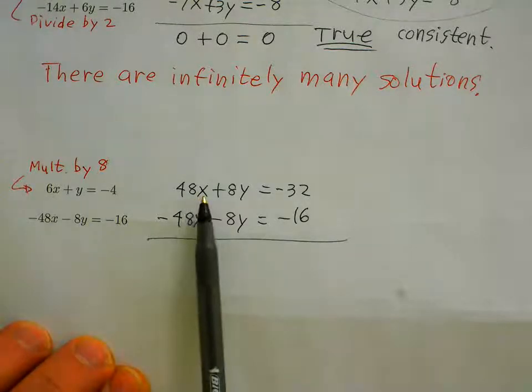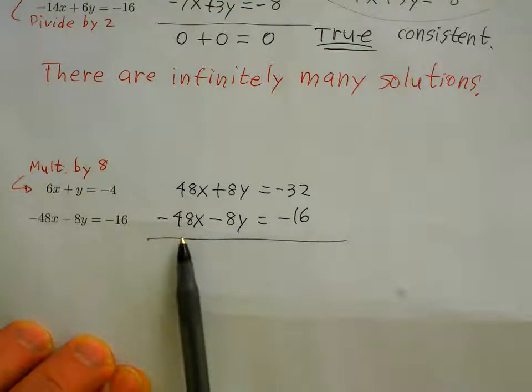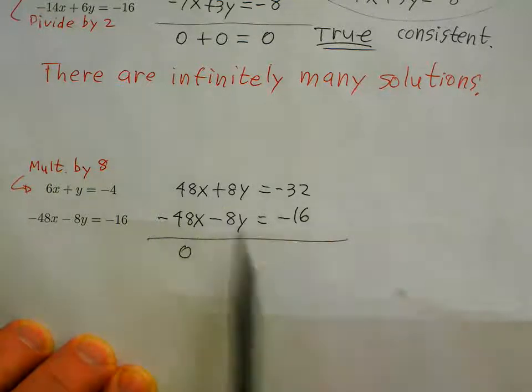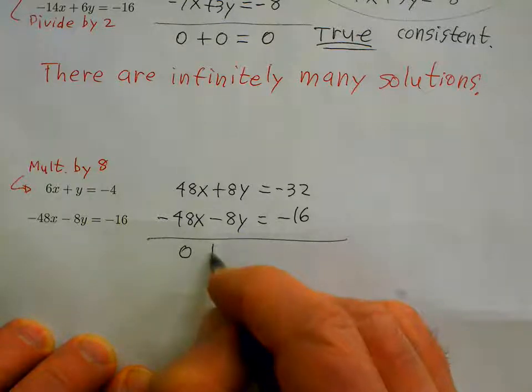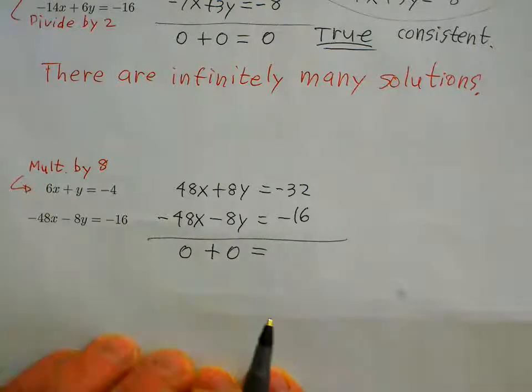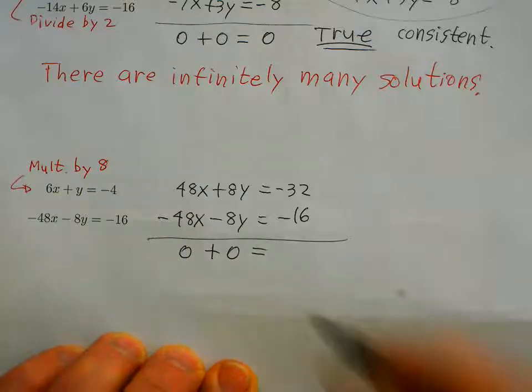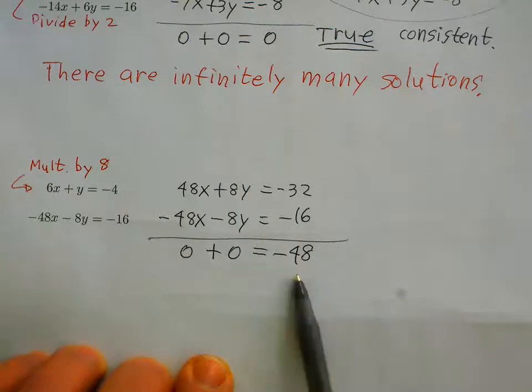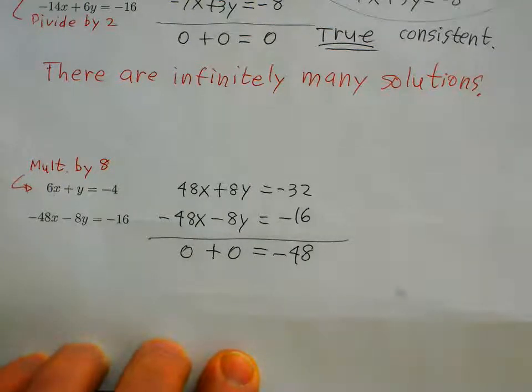What's 48x plus negative 48x? 0. 8y plus negative 8y, that's also 0. And the right-hand side, negative 32 plus negative 16. Well, it's not 0, it's negative 48. So what do you think about this equation? 0 plus 0 equals negative 48. It's not true, it's false.